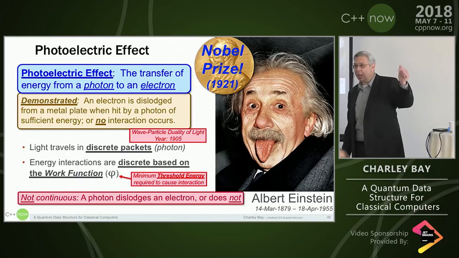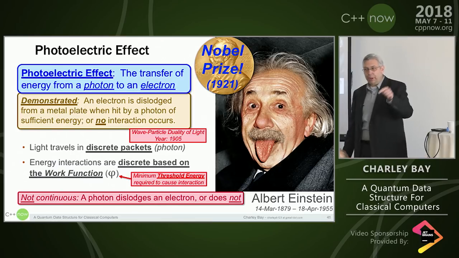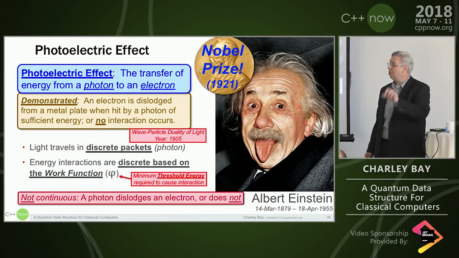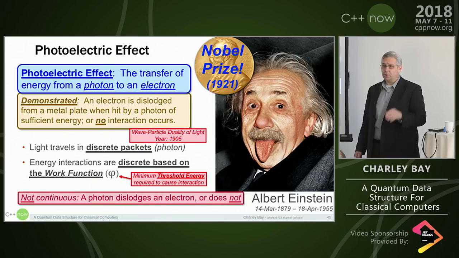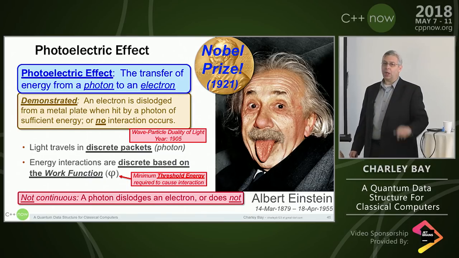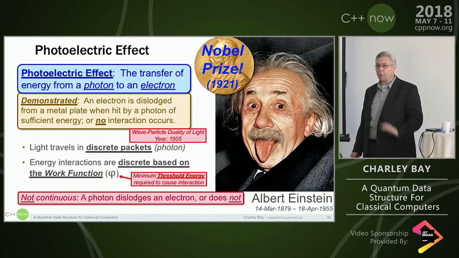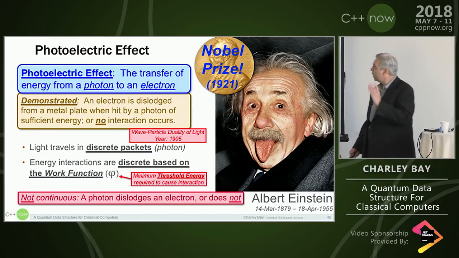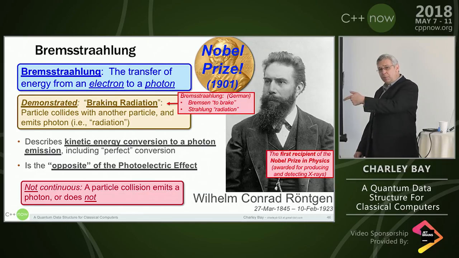You are dislodging electrons or not through discrete interactions of photons and electrons. That's what's going on here. So you do dislodge or don't dislodge electrons based on discrete interactions. The work function, that's the basis of everything. We'll talk about that in a second. This is the opposite of that.